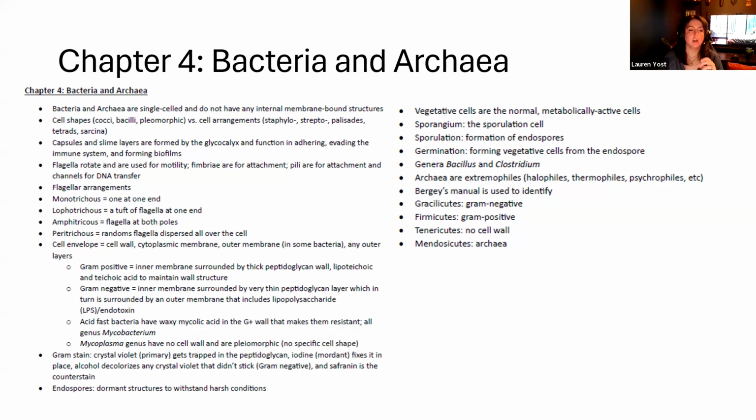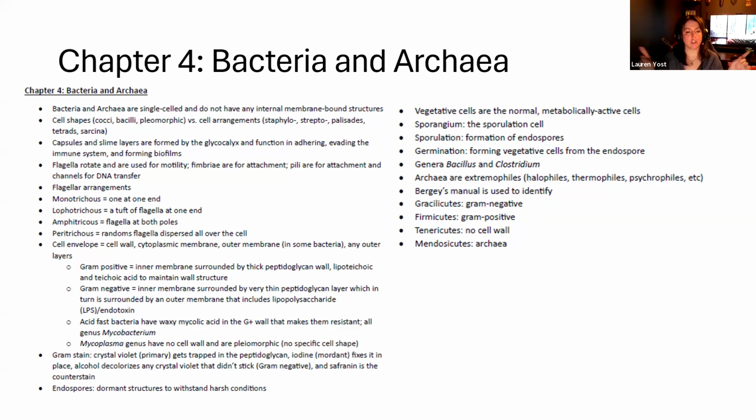Flagellar arrangements. So this is what our terms are associated with that. Monotrichous, one at one end. Easy, right? Lopho, I don't know why lopho sounds like a tuft to me, but it does. Like the word sounds like a tuft, or I think of like lupa, like wolves, and they're fluffy, you know. So a tuft of flagella, so a bunch of them at one end. E. coli exhibits this trait.